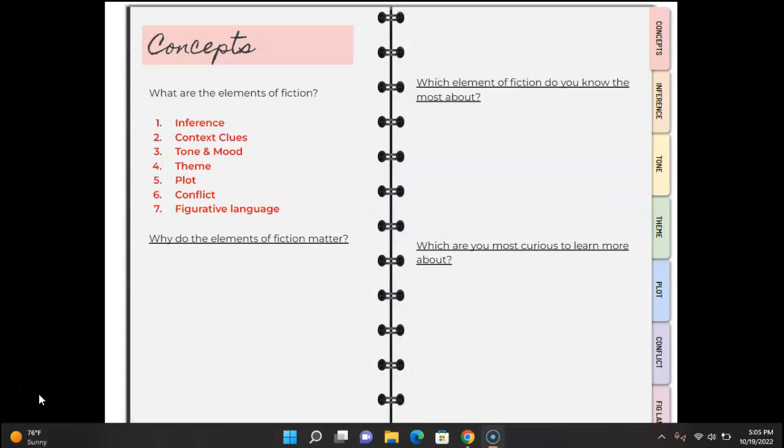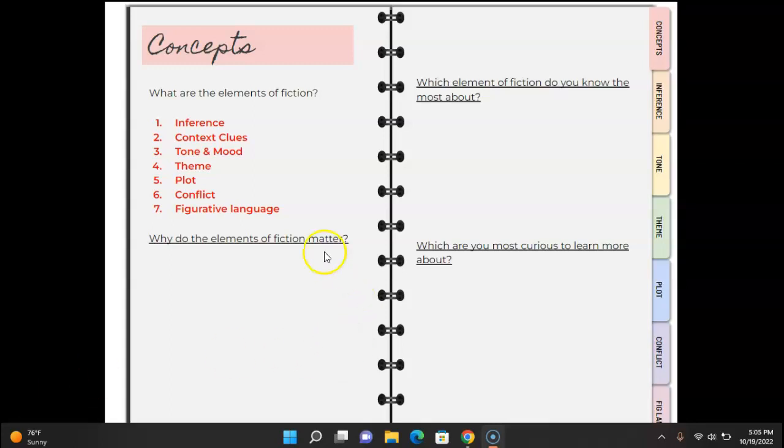Awesome. So before we start diving into the elements of fiction, I want you to first understand the main concepts here. There are 7 main elements of fiction, and those are the elements that we are going to be going over today. The first one is inference, the second is context clues, the third is tone and mood, the fourth is theme, the fifth element is plot, followed by conflict, and then figurative language. Some of these are probably familiar to you. Some of them may be new. We're going to be covering all of these in this lecture. The goal is that by the end of this lecture, you're a pro in all 7 of these elements.